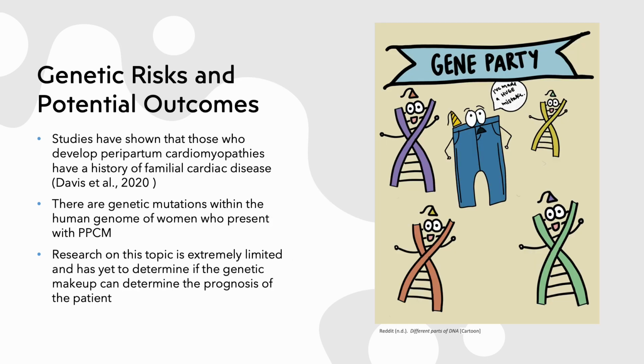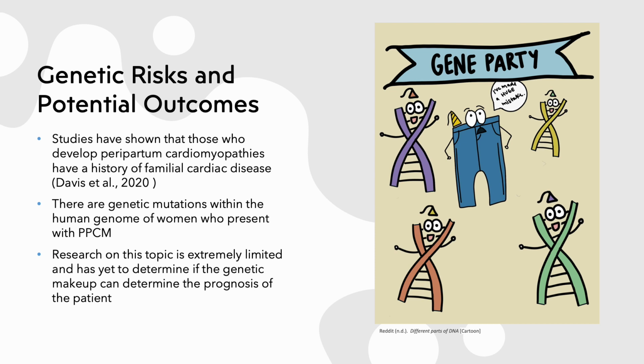So now kind of transitioning from those anatomical and physiological changes or the signs and symptoms, as well as the management and treatment of these patients, I think it's good to have an understanding about the genetic risks and the potential outcomes for these patients. So some studies have shown that those who develop peripartum cardiomyopathies typically have a history of familial cardiac disease, that being angina, valvular heart disease, or previous cardiomyopathies. It's kind of something that runs in their family history.